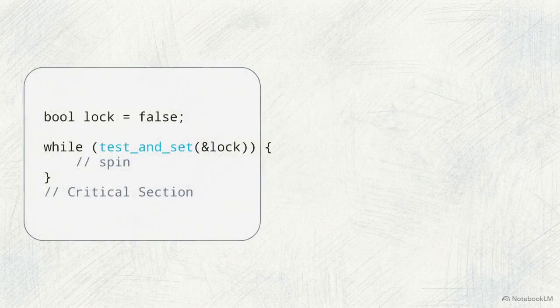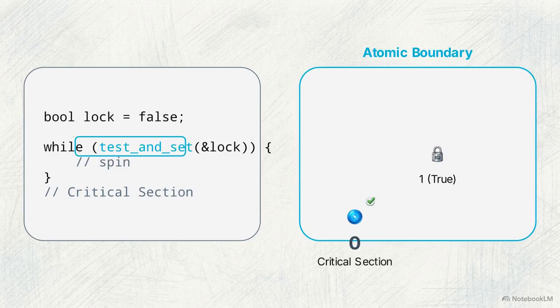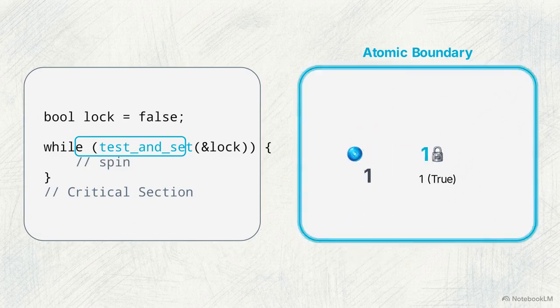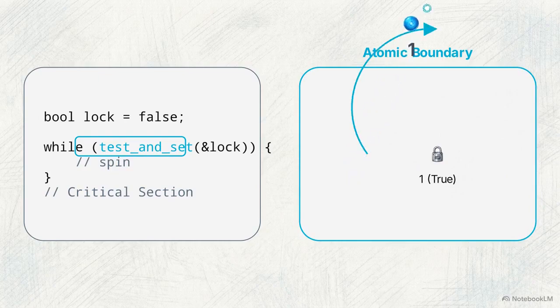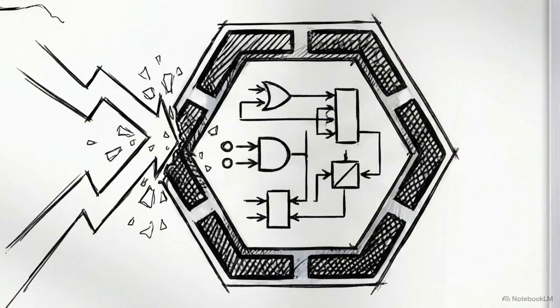This C code snippet illustrates the first atomic instruction, test and set, or TSL. Instead of reading, waiting, and writing, TSL reads the lock's value and unconditionally sets it to true in one motion. A false return means the thread acquired it. True means it must loop back. By physically fusing the check and set actions into a single instruction, the hardware ensures that the entire operation completes before the scheduler can switch to another task.